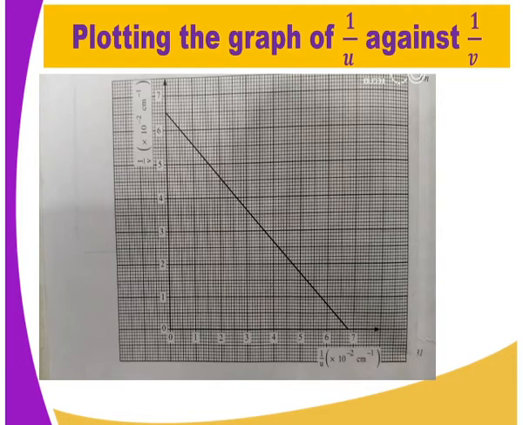This graph is giving us a straight line which cuts through both the axes. It cuts through the axis of 1 over U, and it also cuts through the axis of 1 over V. Therefore, we can use this graph to determine the focal length of the lens which we have used in our demonstration. How can we get the focal length?